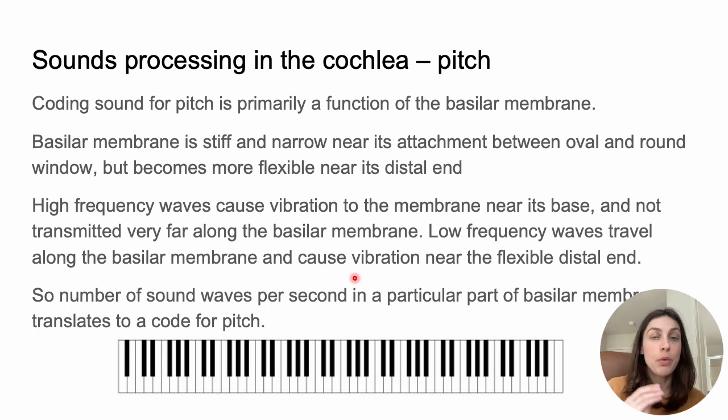Low frequency waves, they travel along the basilar membrane and they are not strong enough in energy to cause vibration at the stiff section of the basilar membrane. They only cause vibration at the distal, more flexible end of the basilar membrane. And if our brain is receiving information from the neurons associated with the hair cells at that distal end of the basilar membrane, then we interpret that as low pitch sound.